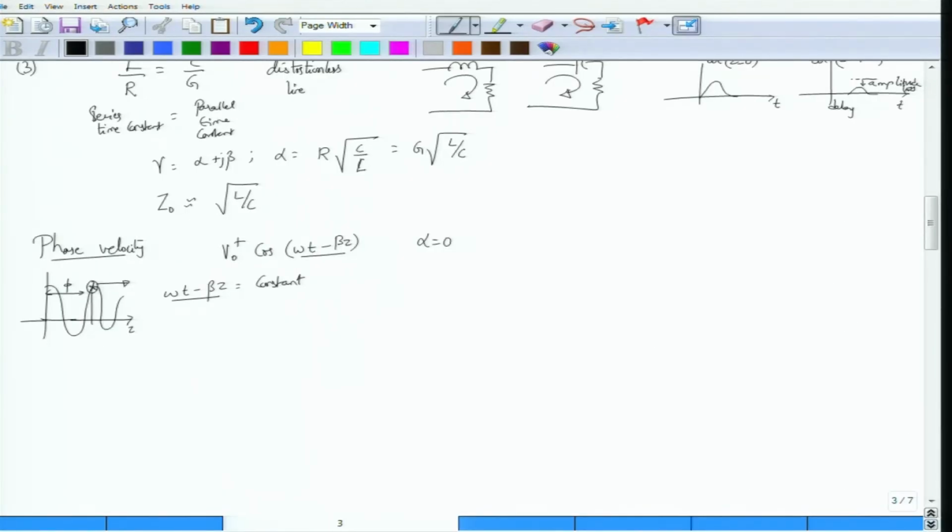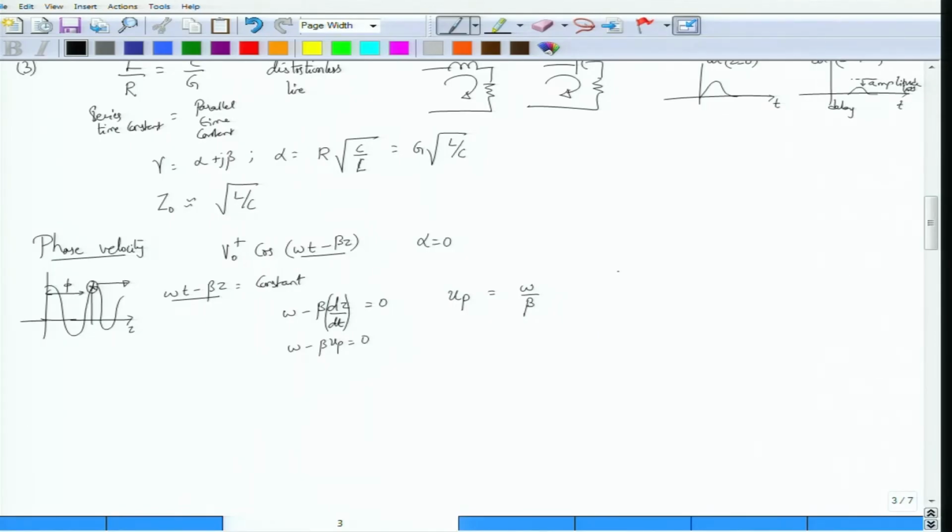To obtain the expression for phase velocity, you can simply differentiate this with respect to time, and you get omega minus beta dz by dt. Beta is assumed to be independent of time, so this would be equal to 0, and this dz by dt is the velocity of this constant point. So this velocity is denoted by up, and up is given by omega by beta, because this is nothing but omega minus beta up equal to 0. So you can push this onto the right hand side and then interchange the left and right hand side to see that up is equal to omega by beta.